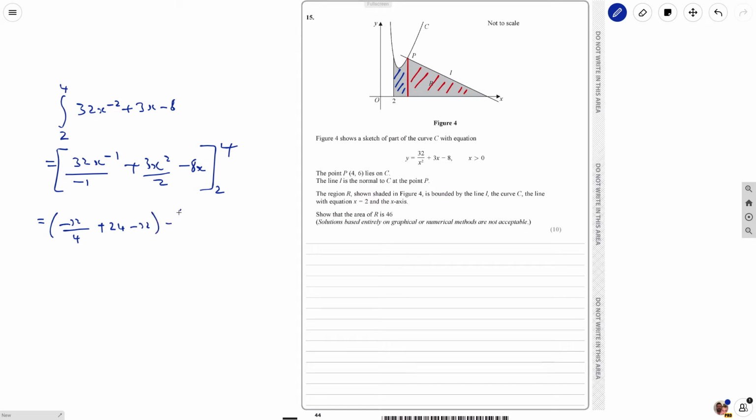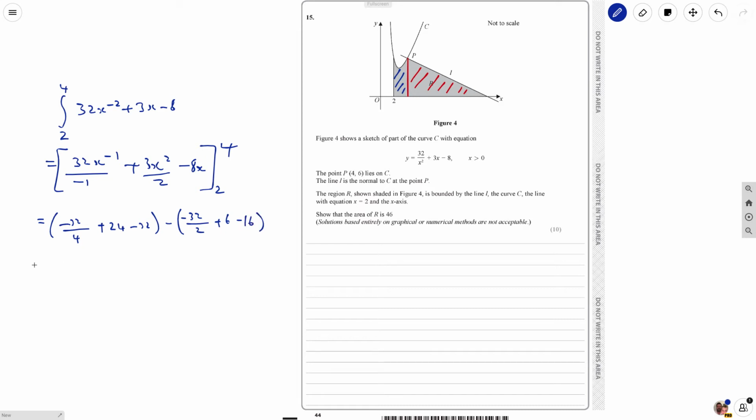So we do that number separately. Putting them in brackets really helps you separate it. Now we're going to subtract, and now we enter the number 2. Same again, I'm going to get minus 32, but over 2 this time. Then I'm going to get 2 squared is 4, times 3 is 12, divided by 2 is 6, and then minus 16 on the end.